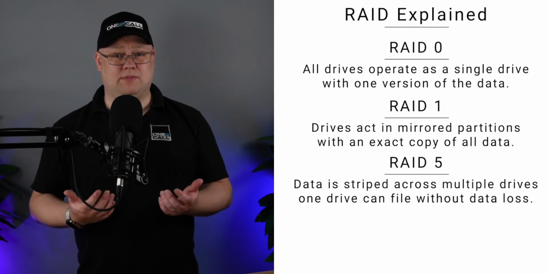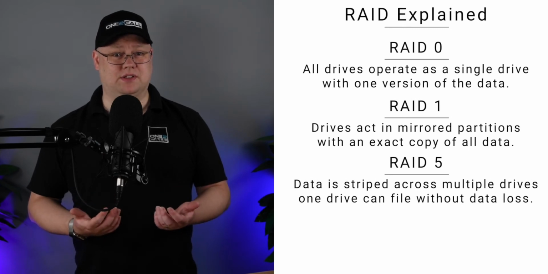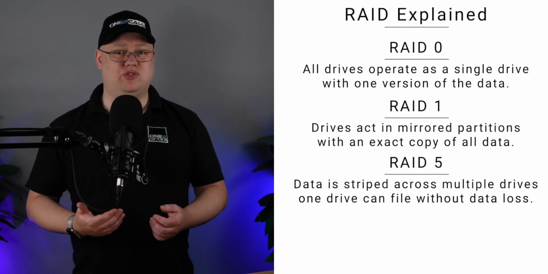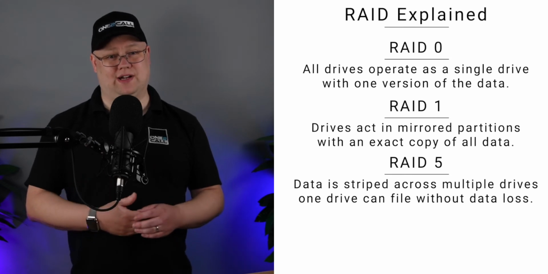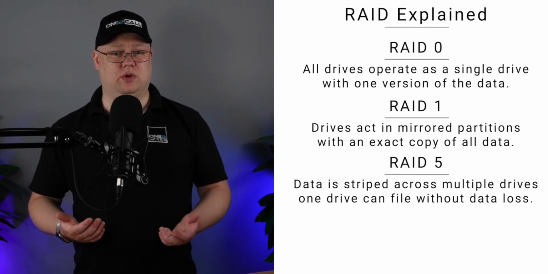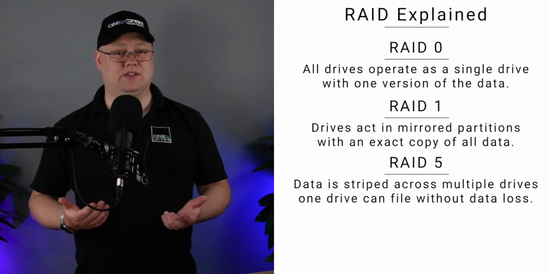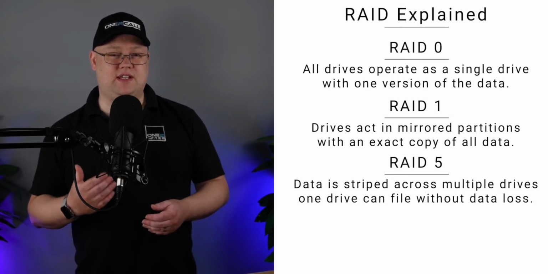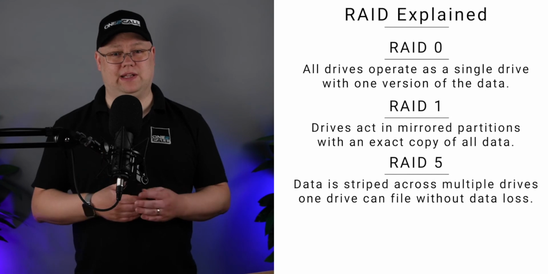RAID 5 and 6 are most commonly used in business environments. In this case, file data is divided across 3 or more drives. In RAID 5, if one drive fails or develops an issue, then the data is recreated from bits on the other drives, allowing for a disk to fail without the data being completely lost.